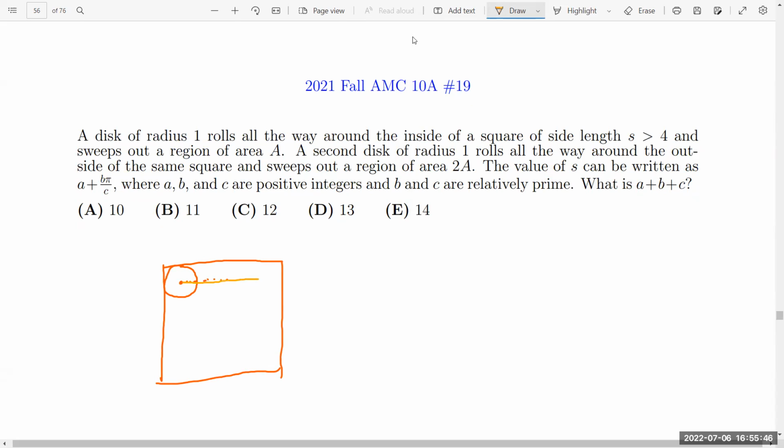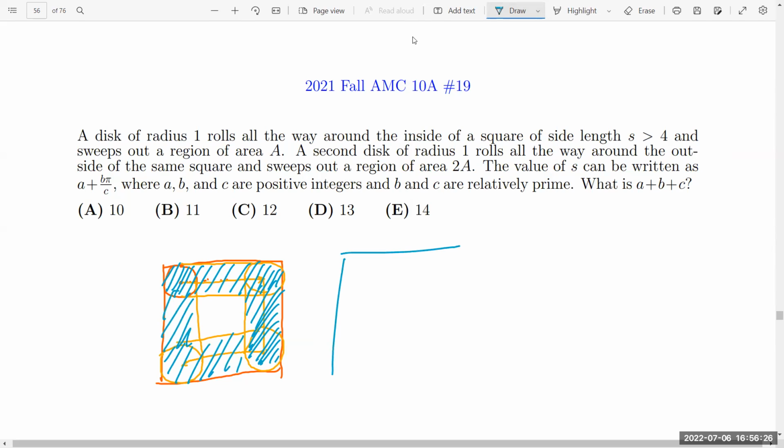As it travels rightward, it's going to sweep out this region. And then after that, it keeps going and sweeps out this region. Then as it rolls along this side, it sweeps out this region. And then finally it sweeps out this region. So let's shade all of the regions quickly. The first roll will cover this space. Then it rolls downward, covering this space, then this space, and this space.